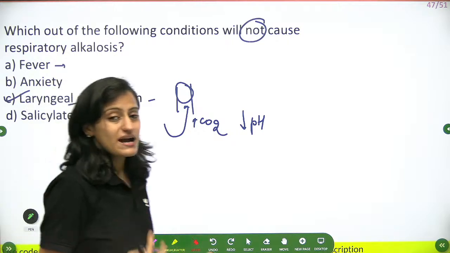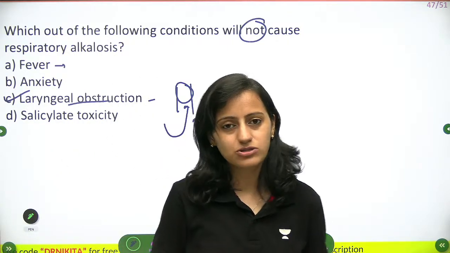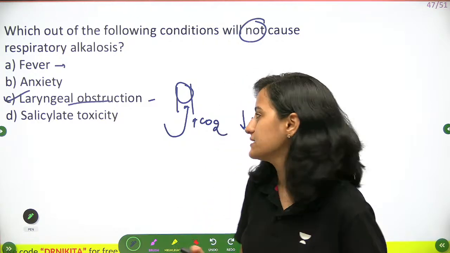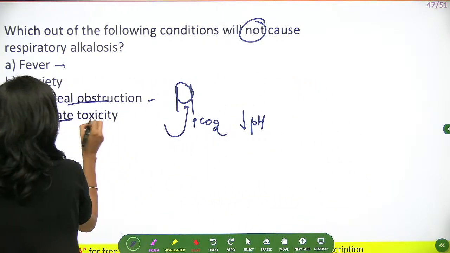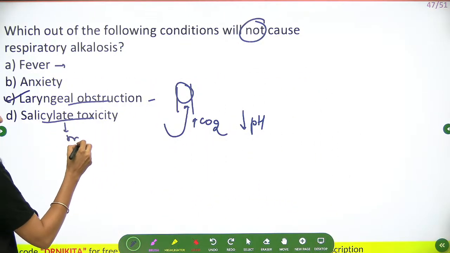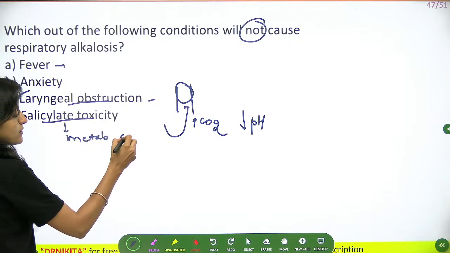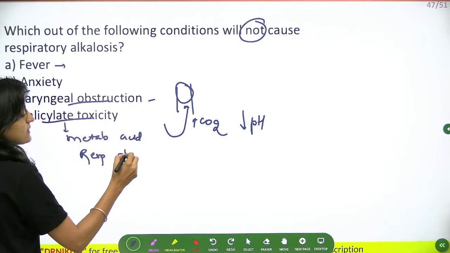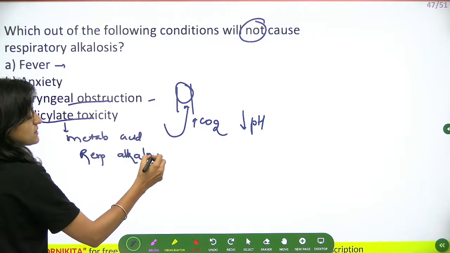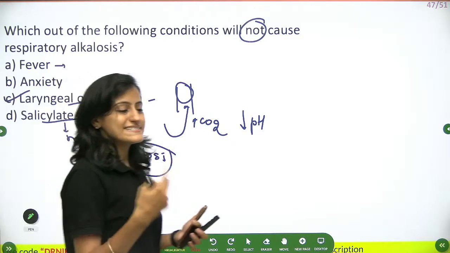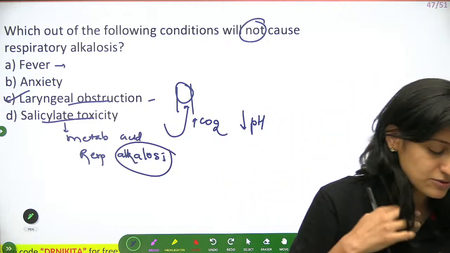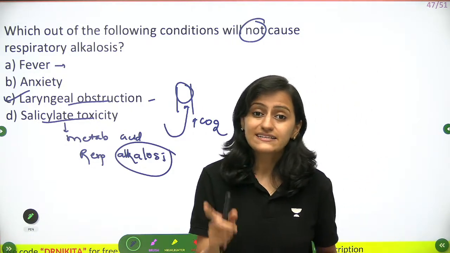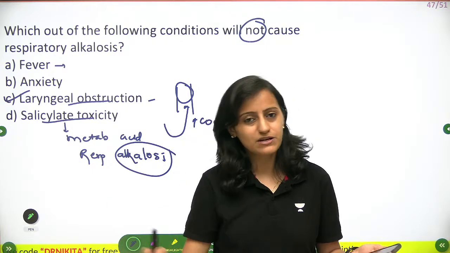Fever. The patient hyperventilates, right? Tachypnea happens, so CO2 washout will happen. Anxiety, again hyperventilation. Salicylate toxicity. Please remember, it is salicylic acid. It causes metabolic acidosis, but respiratory, it causes alkalosis. It causes respiratory alkalosis because it stimulates the respiratory center. So remember, salicylate is metabolic acidosis but respiratory alkalosis.